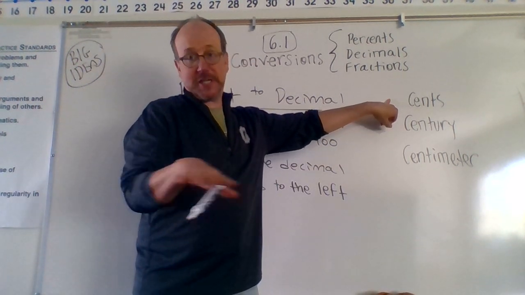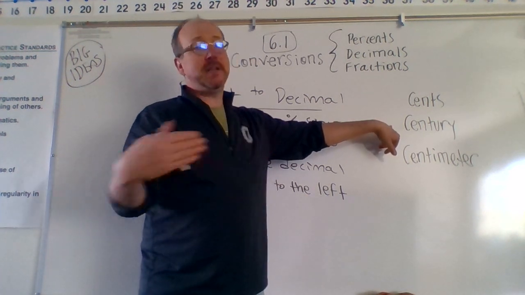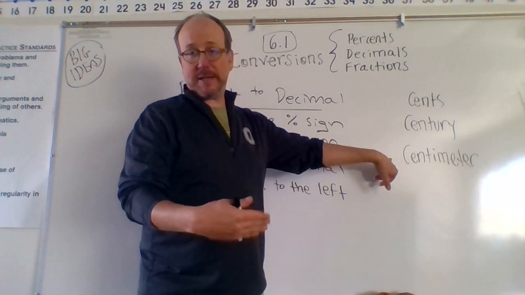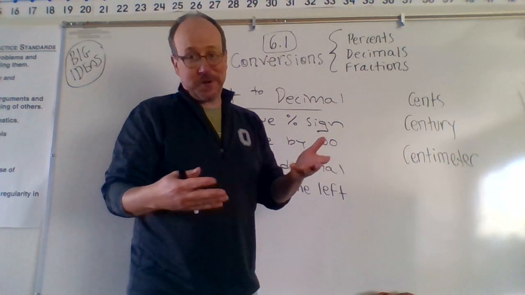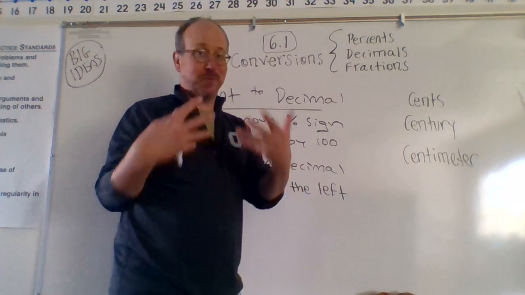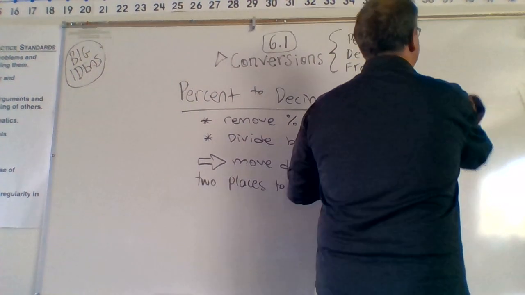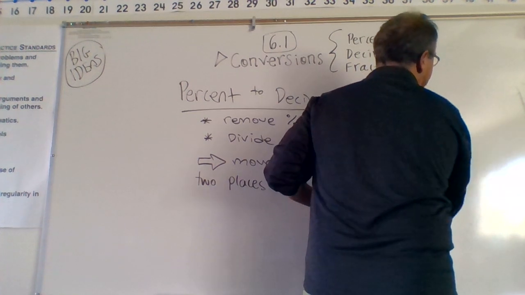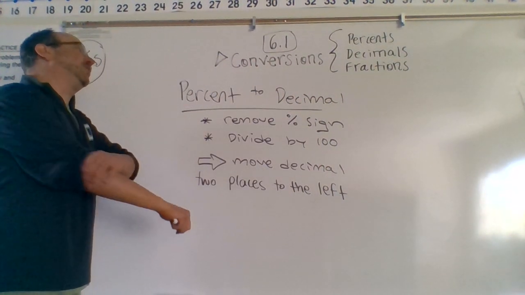Cents, let's do a little etymology here. Cents, 100 cents in a dollar. Century, 100 years in a century. Centimeter, 100 centimeters in a meter, right? So that word cent means what? 100, right? So keeping that in mind as we're talking about percent, per 100, out of 100, percents to decimals.